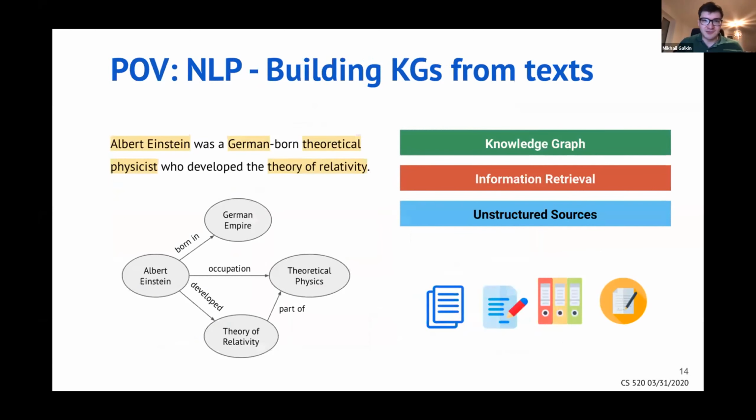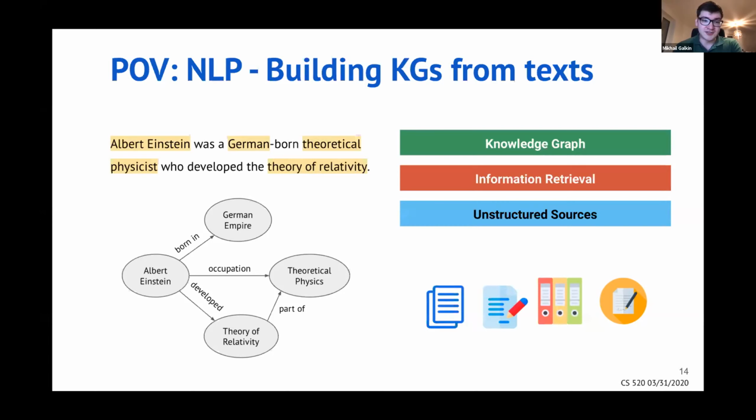Then more to NLP. So we're working in NLP, so I will give a bit deeper look here, since it's one of our main specializations. So the first big thing is how we can build knowledge graphs from text. And here is the information retrieval part. Since those sources are pretty unstructured, we need to resort to classical NLP and IR methods.